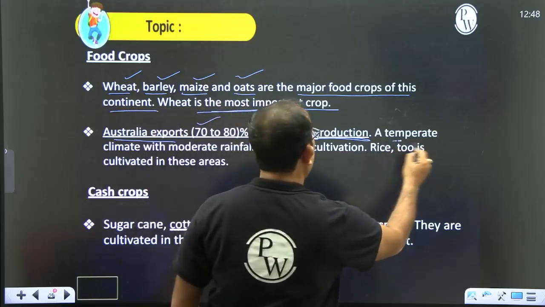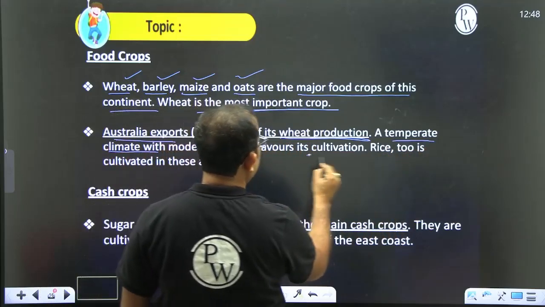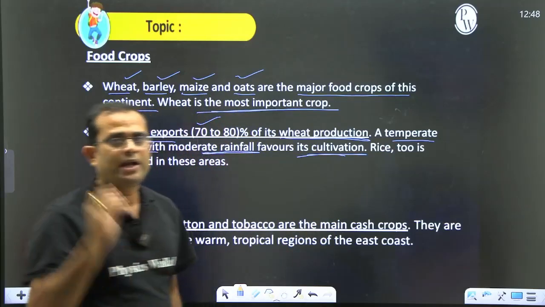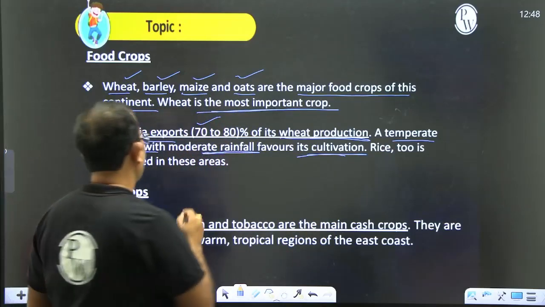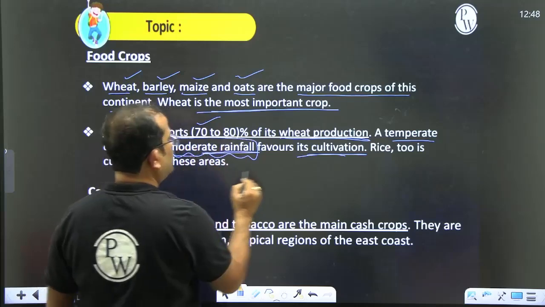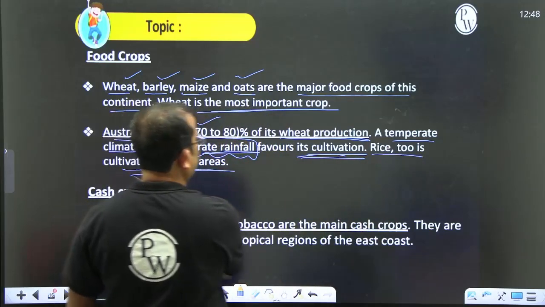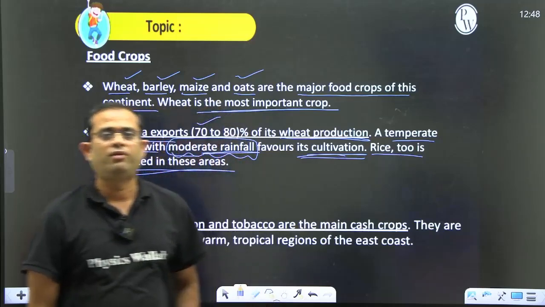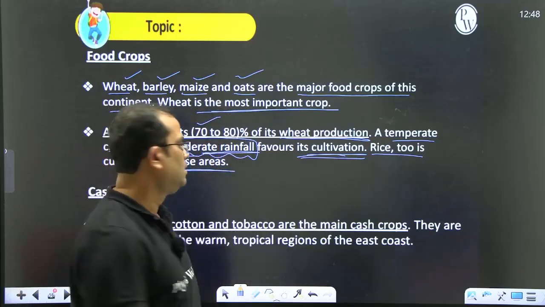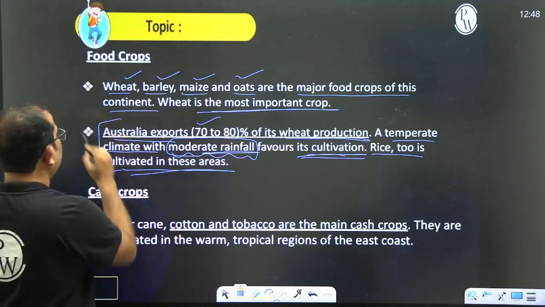Okay, a temperate climate with moderate rainfall favors the cultivation. Rice too is cultivated in these areas. Okay, food crops. Rice is also cultivated in these areas, we can say.